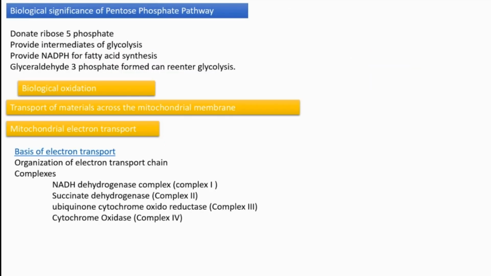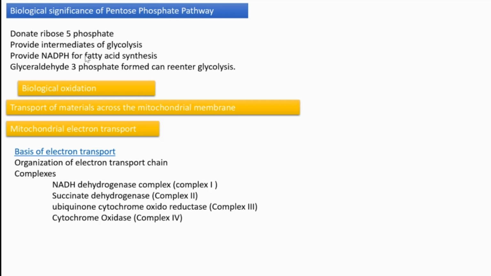Then we are going to see the biological significance. Significance we already know to a certain extent by this time. Anyway, once more we are going to see what the significance of the pentose phosphate pathway is. It donates ribose 5-phosphate. As we know, it is an essential building block, an essential component for the synthesis of nucleotides. In that way, it is significant.